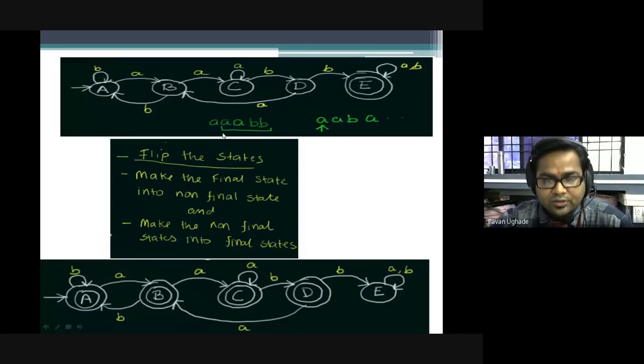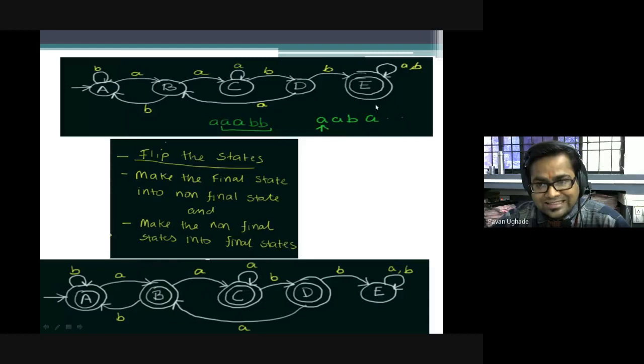Here in this example, what we have seen is A, B, C, D were the non-final states, while E was the final state. Okay, if you remember the previous class example, what we have done is we have simply flipped the states, saying that the final state will become non-final and non-final will become final. So A, B, C, D, which were the non-final states, we made them final states by putting two circles around them. Okay, A, B, C, D, and E was the final state. Now E is a non-final state.